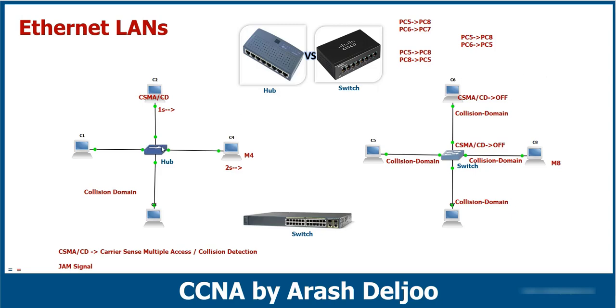But when you are using a hub, CSMA/CD is automatically turned on. Why? Because we have the possibility of collision. When we have the possibility of collision, we need to use CSMA/CD. But when we don't have the possibility of collision, we don't need to use CSMA/CD.